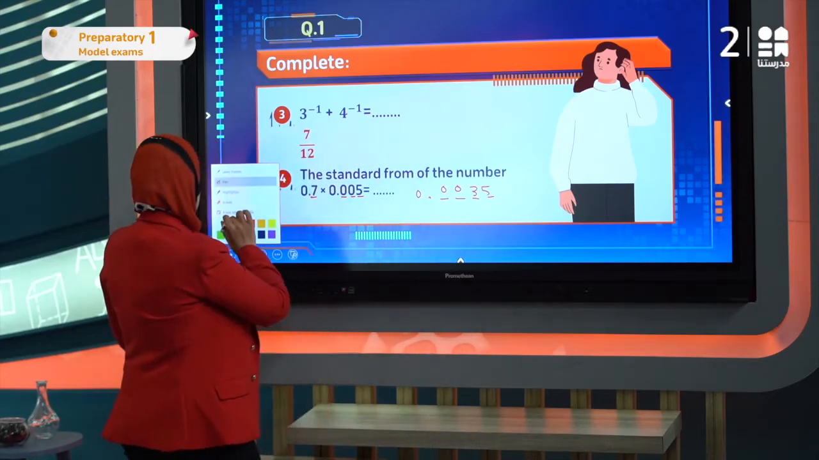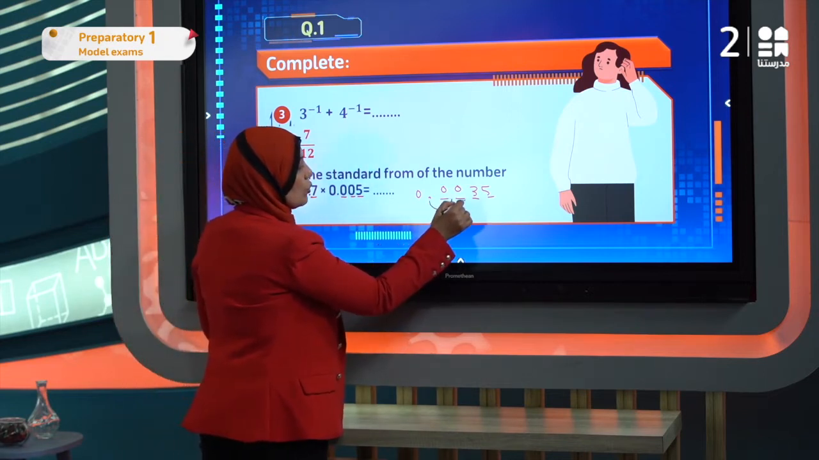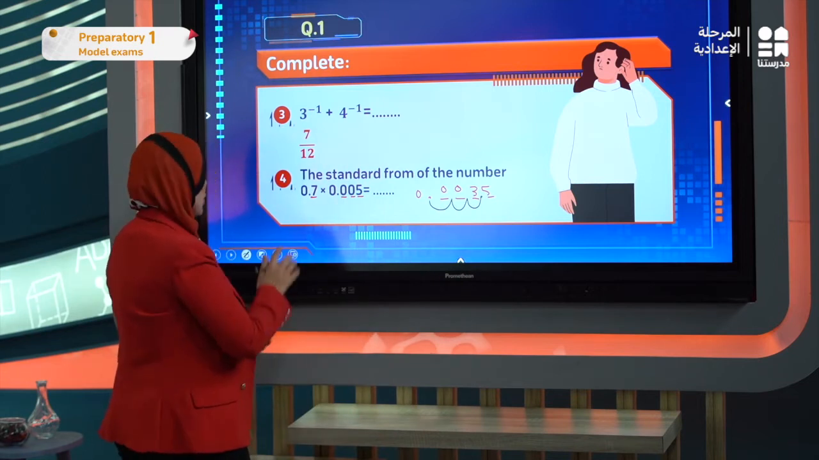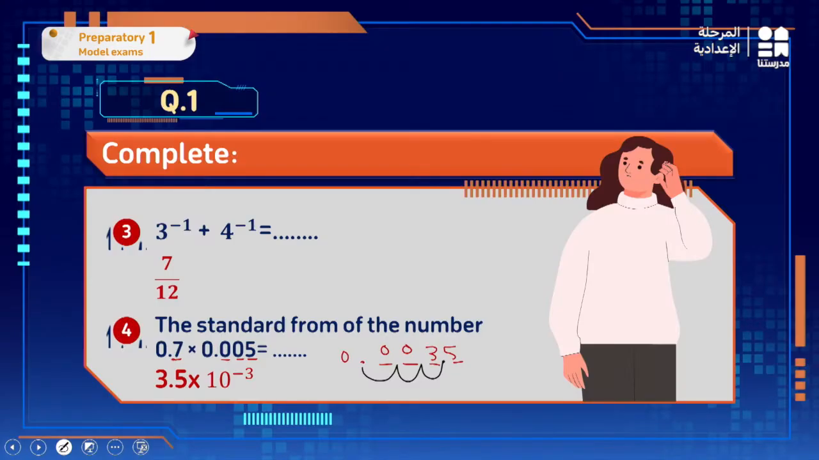To rewrite it in the standard form, I need 1 non-zero digit to the left of the decimal point. So let's move it: 1, 2, 3. It is enough. I moved to the right 3 steps. So we can write it as 3.5 times 10 to the power of negative 3. And keep in mind, when I move to the right, the sign will be negative. When I move to the left, it will be positive.